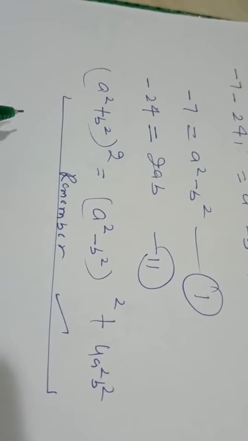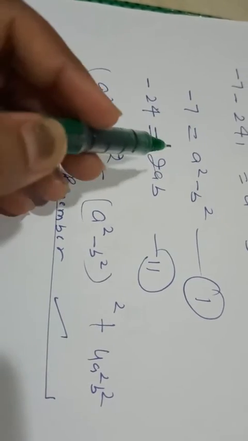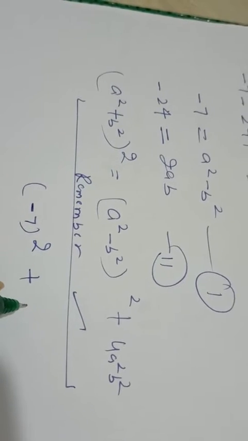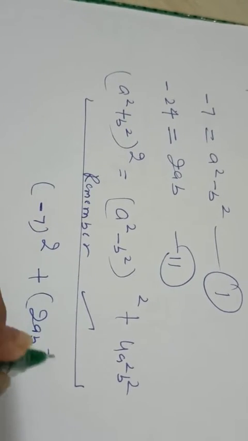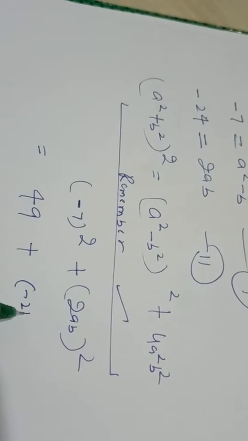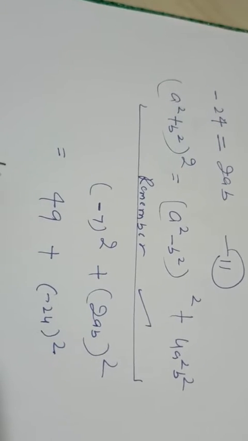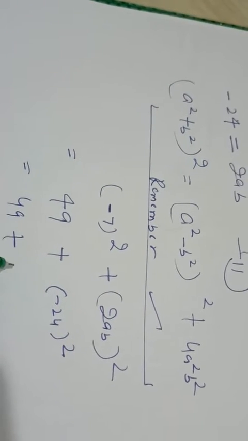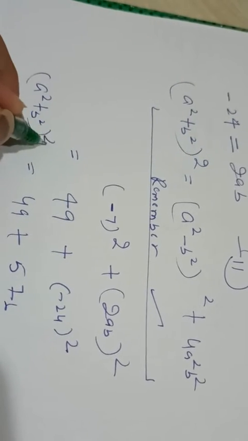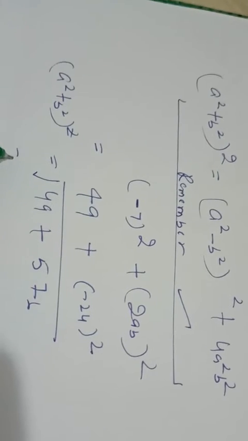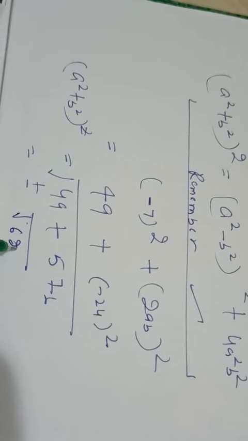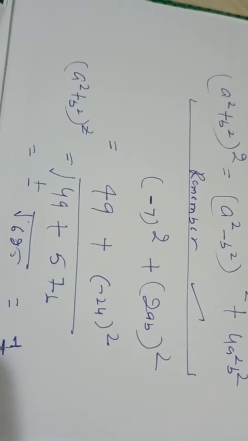So a square minus b square is minus 7, so this value comes out minus 7 whole square plus 2ab whole square. So this is 49, and 2ab is minus 24 whole square, this value comes out 49 plus 576, and this is a square plus b square whole square. When you remove the square you get two values, that is plus minus 625, so this value comes out plus minus 25.